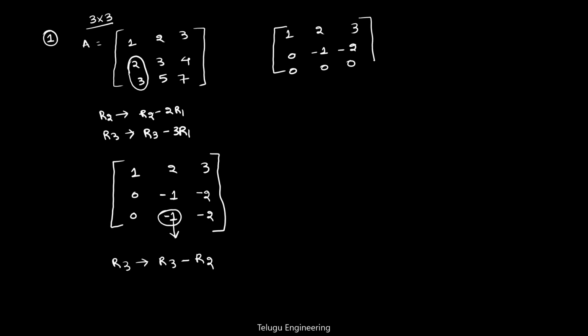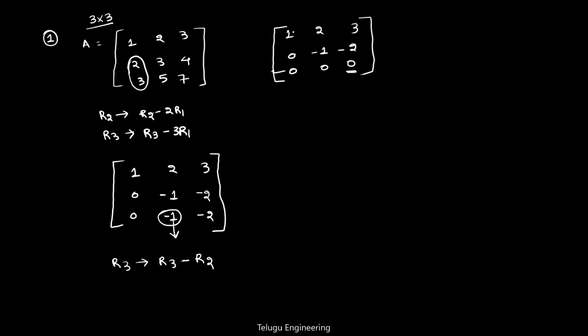Okay, so this is automatically converted to 0, and if it is not converted, in the next step you convert this element to 0. Okay, and we have completed with this. Next, check whether this is in echelon form or not.